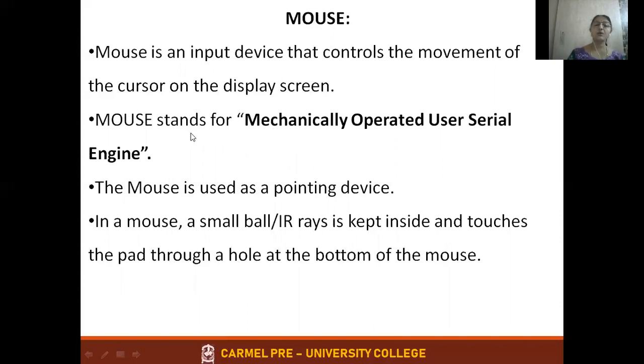Fine. Now, mouse is an abbreviation. What is the expansion of that? Make a note of it. Mouse stands for mechanically operated user serial engine. The mouse is used as a pointing device. In a mouse, either a small ball or IR rays are kept inside and touch the pad through a hole at the bottom of the mouse.